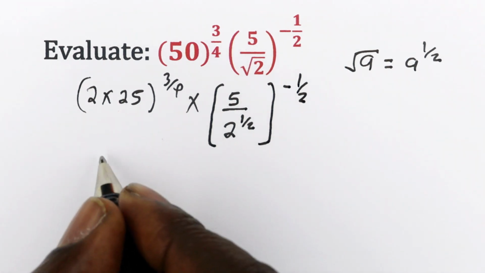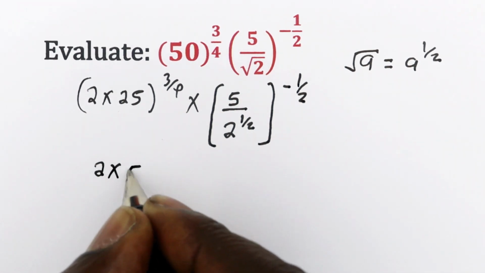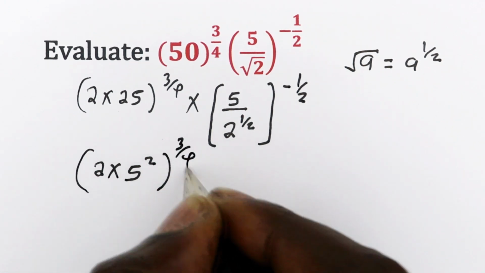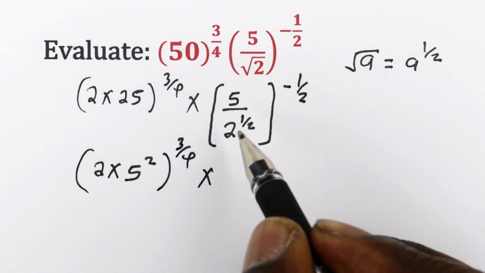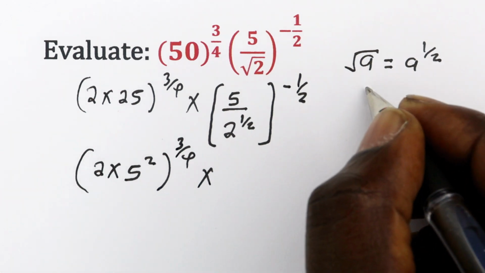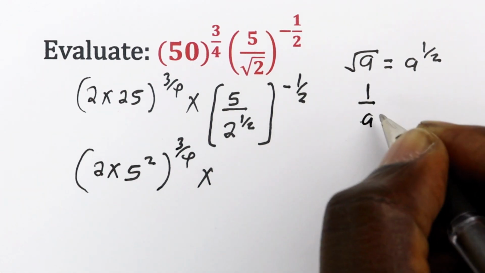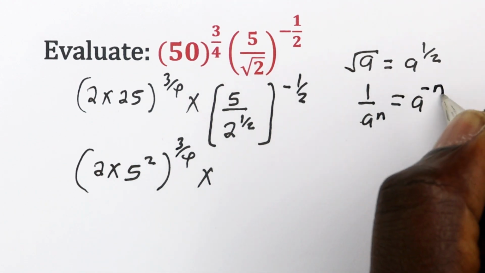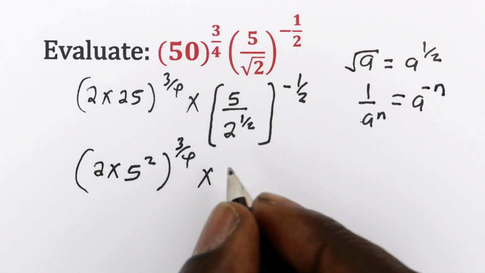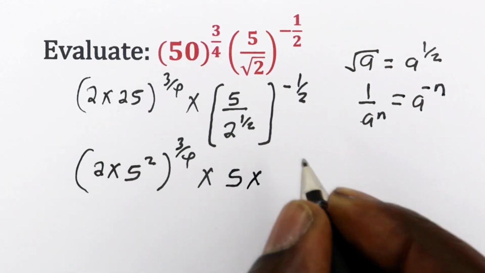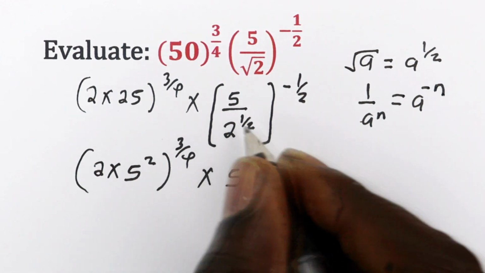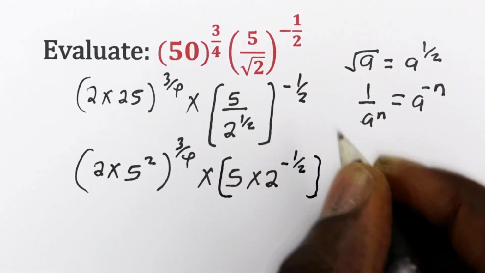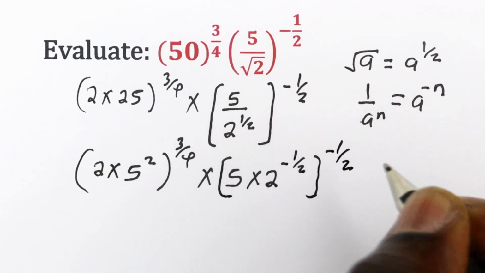Then we can rewrite this as 2 times 5 raised to power 2, and that is raised to power 3 over 4. And then again, if you have a number 1 over a raised to power n, that is the same as a raised to power negative n. So we can rewrite this as 5 times 2 raised to power negative half. And then remember the whole of this is raised to power negative half.